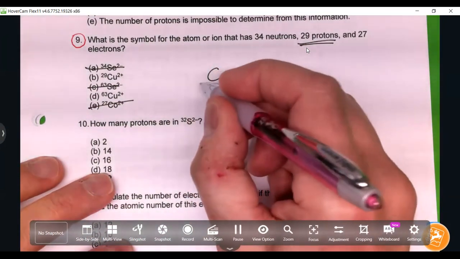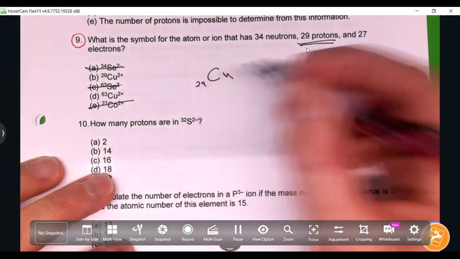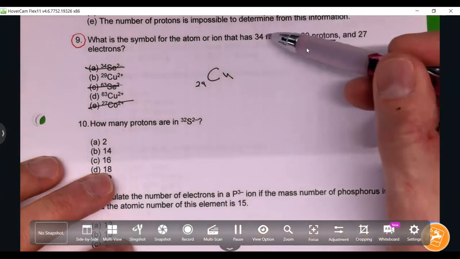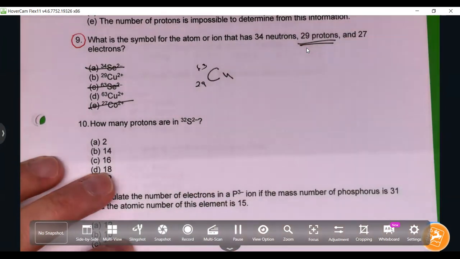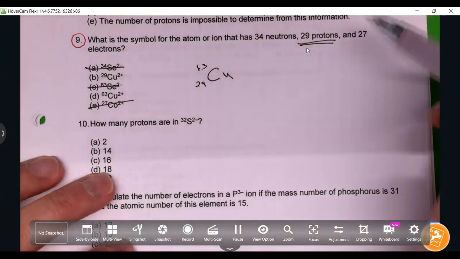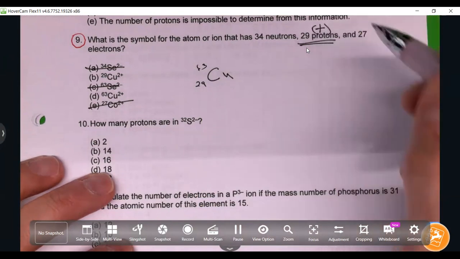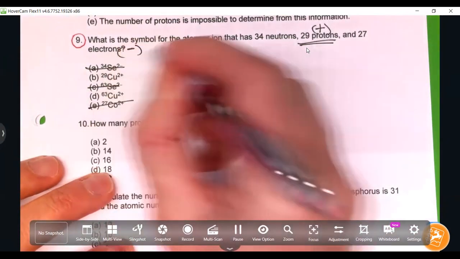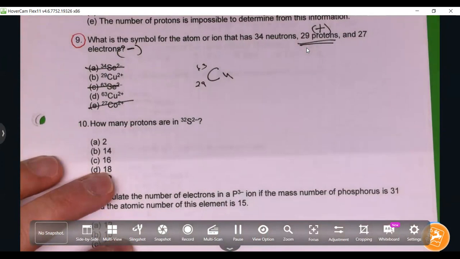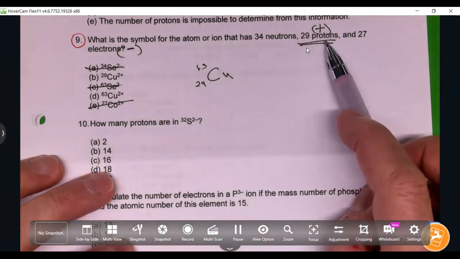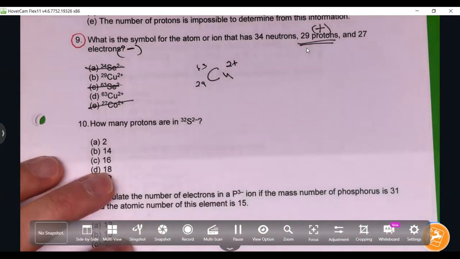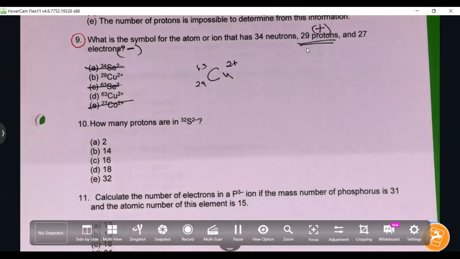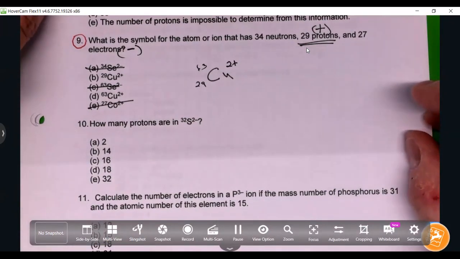And we would have 29. The mass number looks to be 63, right? And if we have 29 positive protons and 27 negative electrons, we have 2 positives left over. So it should look something like that. Okay, so that's a review on this one.